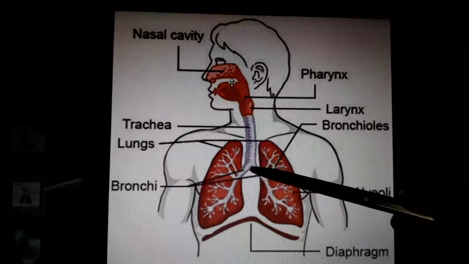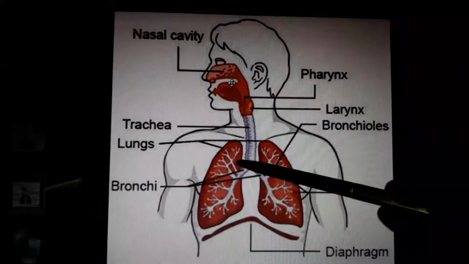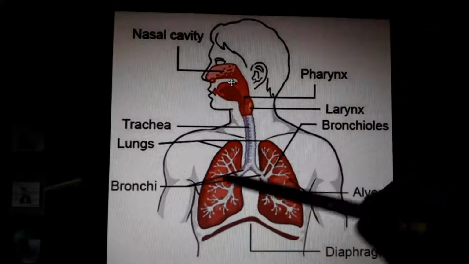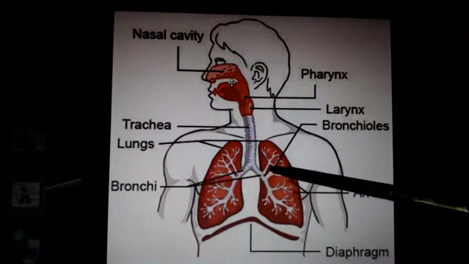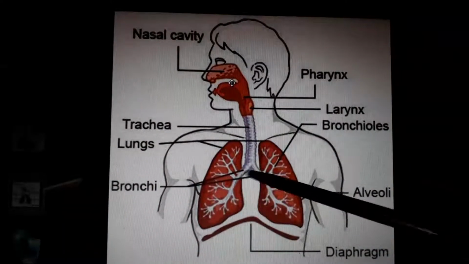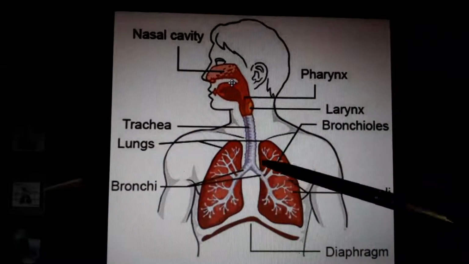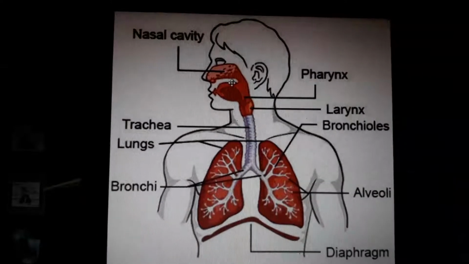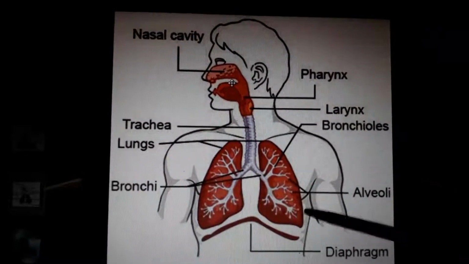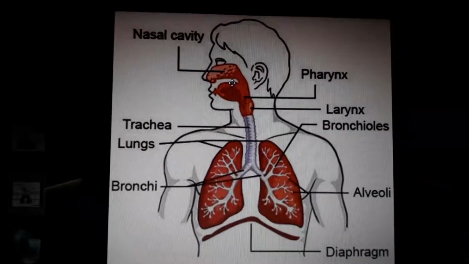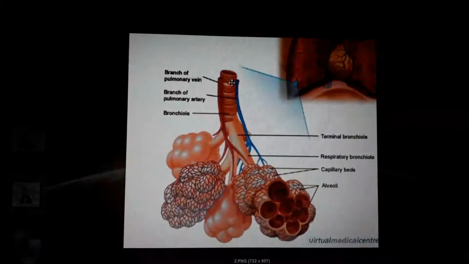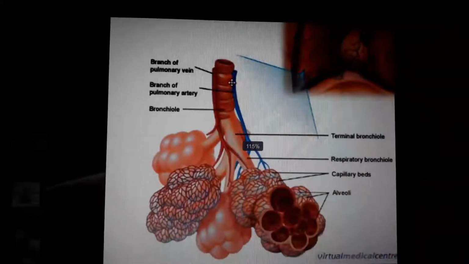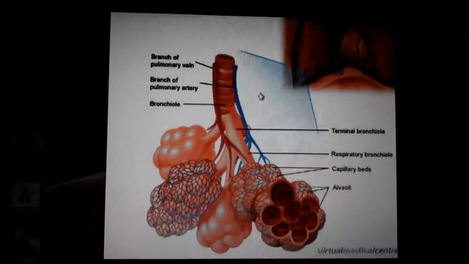The trachea will take it to the divisional point. Here it is given equally into the right lung and left lung. That pipe is called bronchi, and again bronchi is divided into small pipes called bronchioles. At the tip of the bronchioles we can see alveoli. So if we see alveoli here, this is how it will look. Understood?